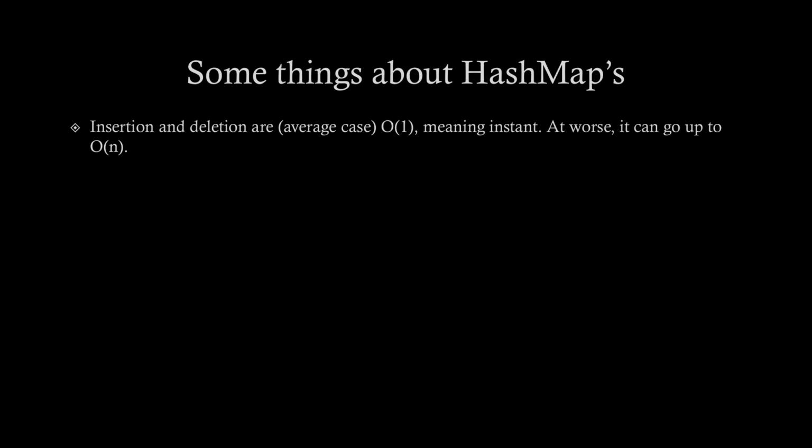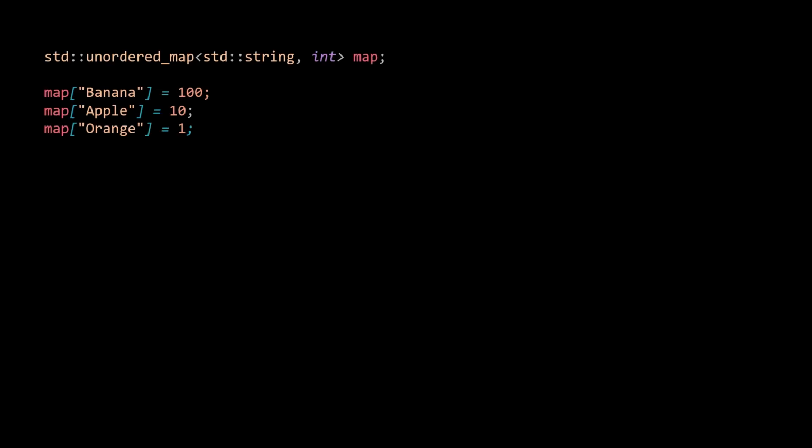So some things about hash maps before we start: insertion and deletion are in the average case O(1), basically meaning instant. And at worst, it can go up to O(n). We'll go over why that is later. And they also cannot contain duplicate values, which we'll also go over later.